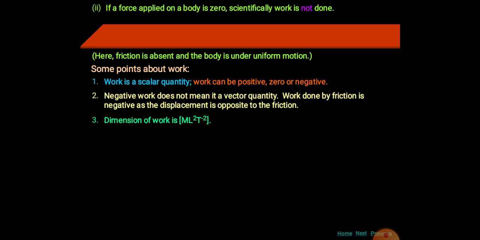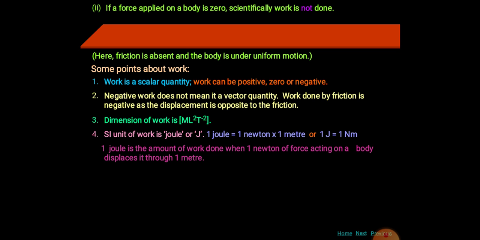Now let us try to understand the dimensions: M raised to 1, L raised to 2, T raised to minus 2. These are the dimensions of work. Now what is the SI unit? The SI unit of work is joule, and 1 joule is equal to 1 Newton into 1 meter. 1 Newton is the SI unit of force, and meter is for displacement. So 1 joule is 1 Newton meter. 1 joule is the amount of work done when 1 Newton of force acts on a body and displaces it through 1 meter. So you have to know what is 1 joule.